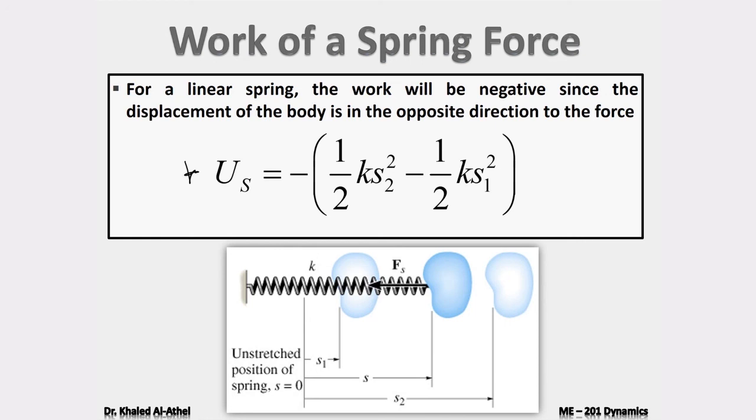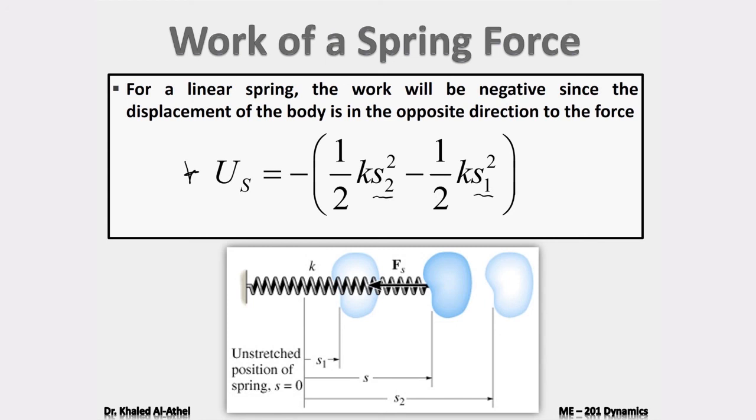Now, the work done by the spring equals minus, then you open a bracket, and this is a source of a common mistake. It's a minus sign, and then you open the bracket: half k s2 squared minus half k s1 squared, you close the bracket. Another source of a mistake is a general confusion for students. What do we mean by S2? What do we mean by S1?